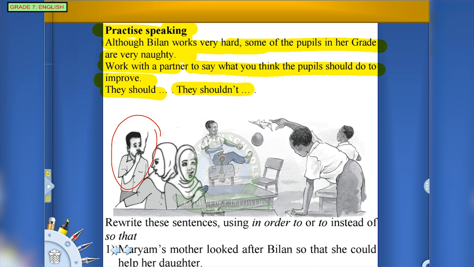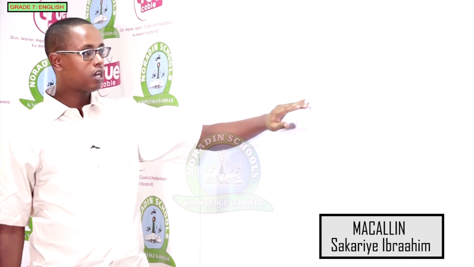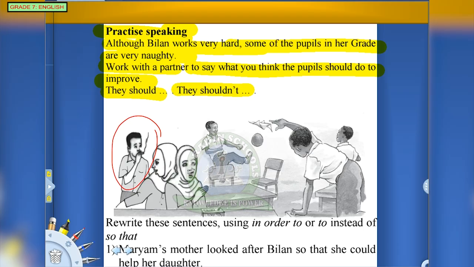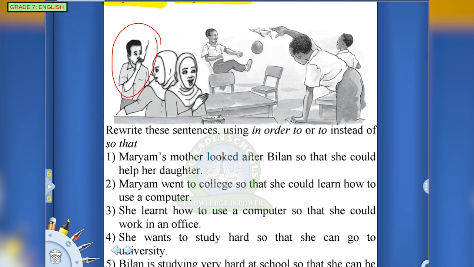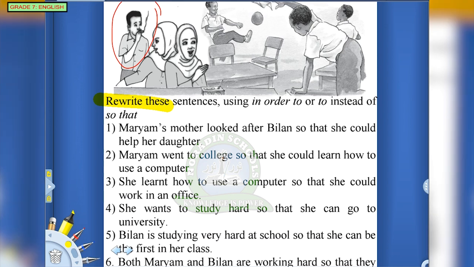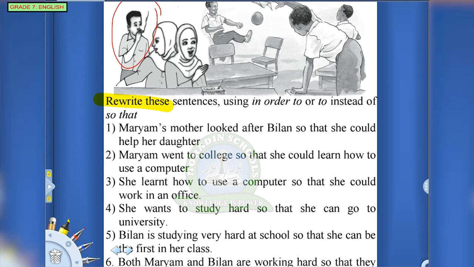So you have to write three statements beginning with they should, and also three statements beginning with they shouldn't. Okay, let's do the next activity.